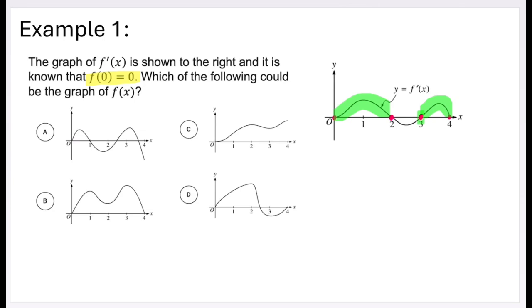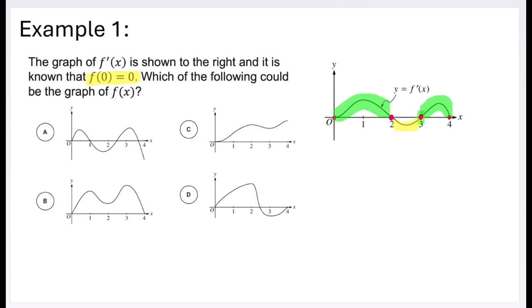So it's positive from 0 to 2, which means the graph is going to be increasing from 0 to 2. And it's positive from 3 to 4, which means the graph is going to be increasing from 3 to 4. And it's negative from 2 to 3, which means the graph is going to be decreasing from 2 to 3. So let's go ahead and look at each of these and see if there are any we can rule out on that fact.